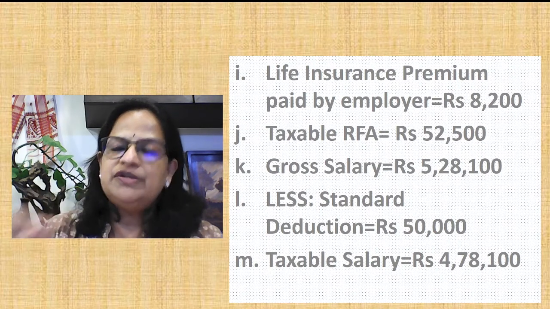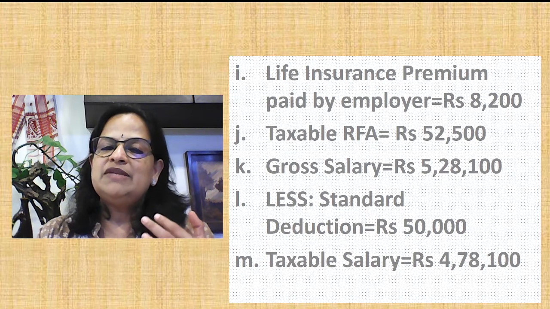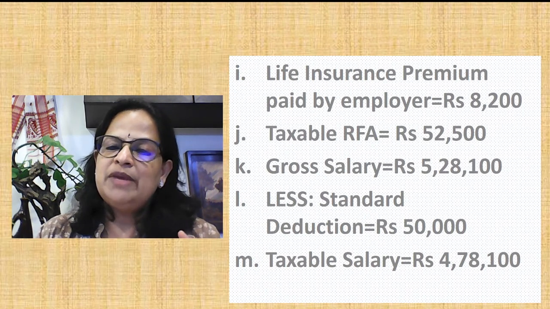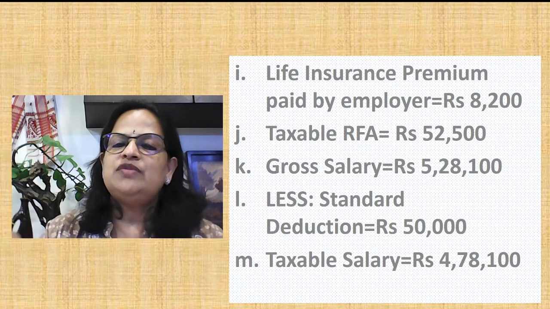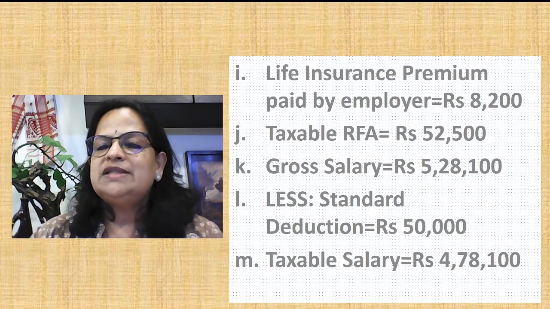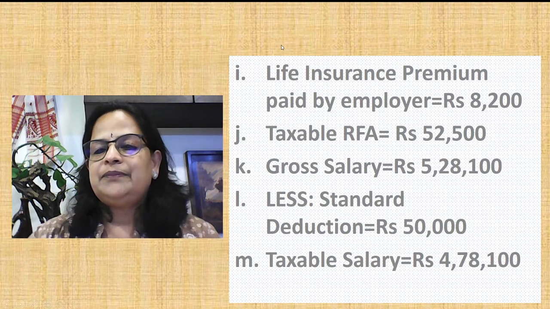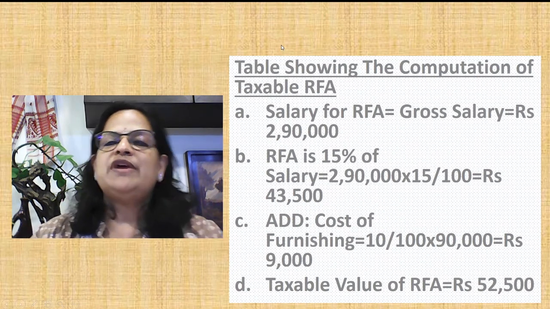Standard deduction 50,000. No other deductions. Entertainment allowance is not there. Professional tax paid by employer is not there. So taxable salary is gross salary minus 50,000. It is 4,78,100.